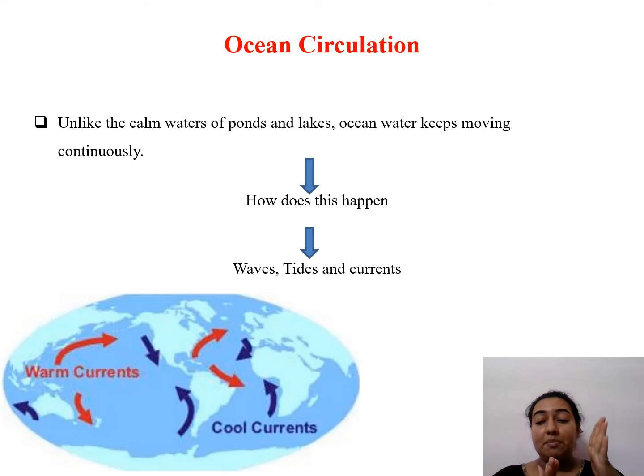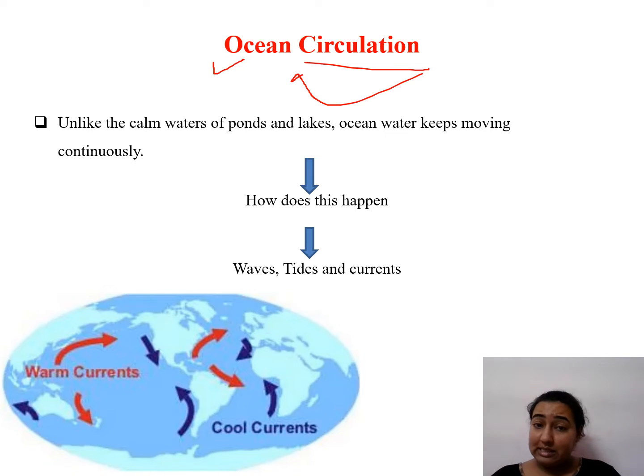Circulation means going up, down, towards, backwards, frontwards, southwards, eastwards, in various directions. Now, what is ocean circulation? When we speak of the ocean, we see that the ocean is not still. It is always in movement. So ocean circulation means the circulation that is taking place in the oceans.